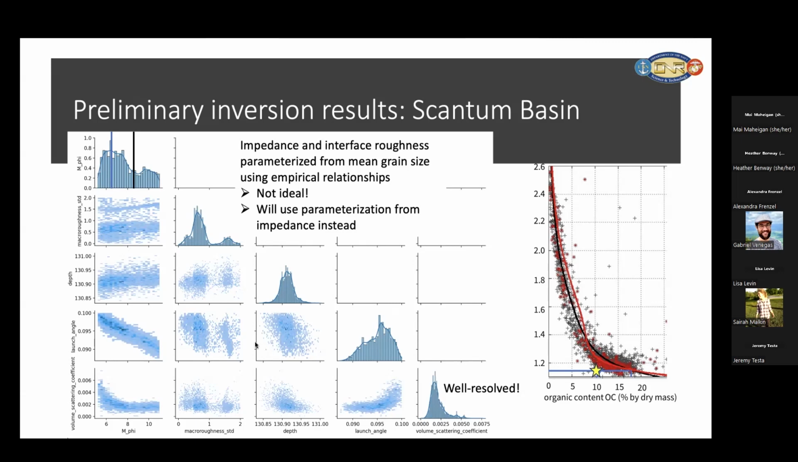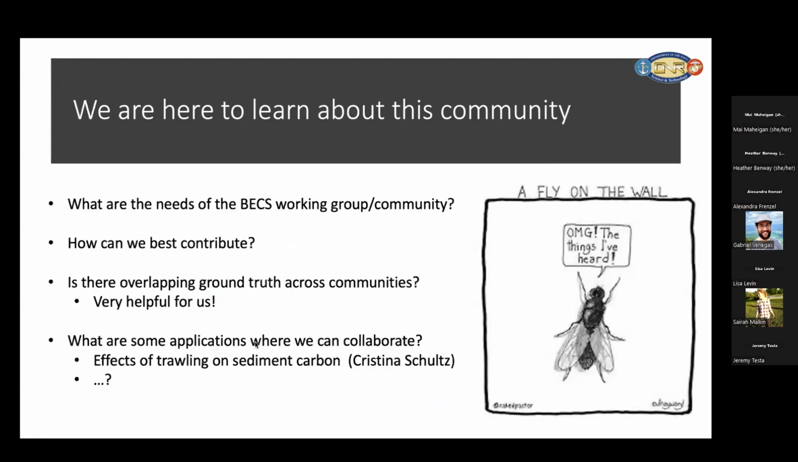We're in an area that's not the most sensitive. Like I was saying, anything below 10 is pretty sensitive to changes in impedance and organic content. But up here, we're getting some kind of scatter. So it's a little on the low end of this curve. But that's the basic idea. We have a long way to go.